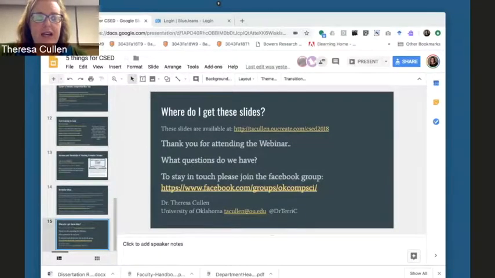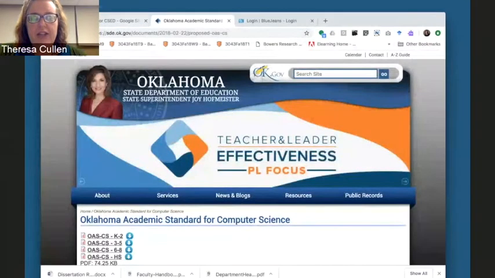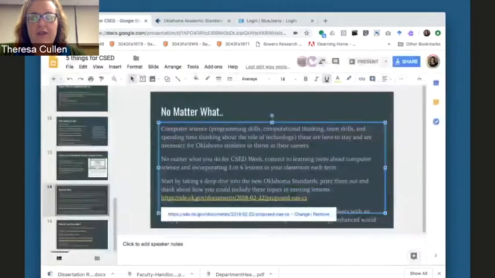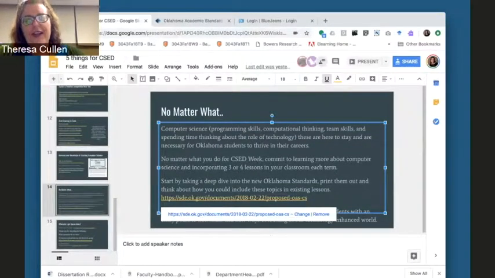Since we don't have any questions right now, I went back over to the slide, and I'm going to screen share again. I went on this slide and clicked on this link, ste.ok.gov/documents/2018-2/proposed-OAS-CS. That pulled up our accepted standards for the state of Oklahoma.